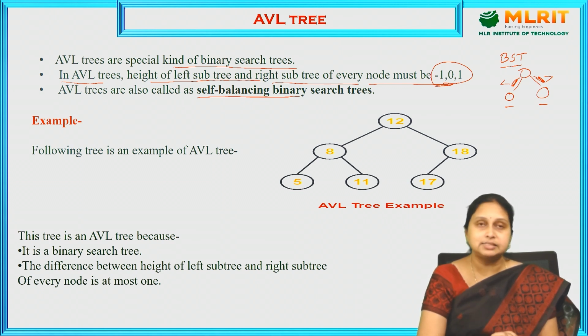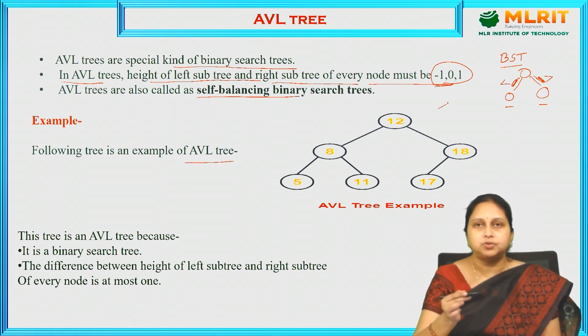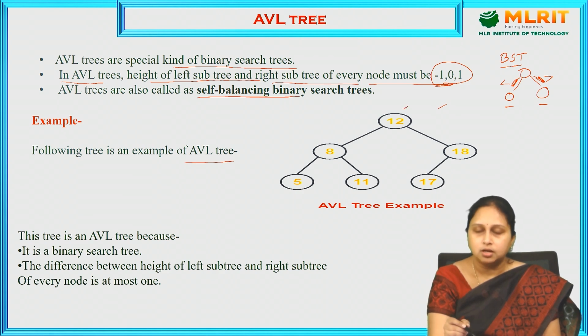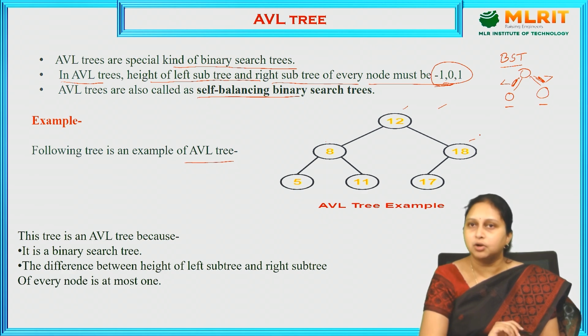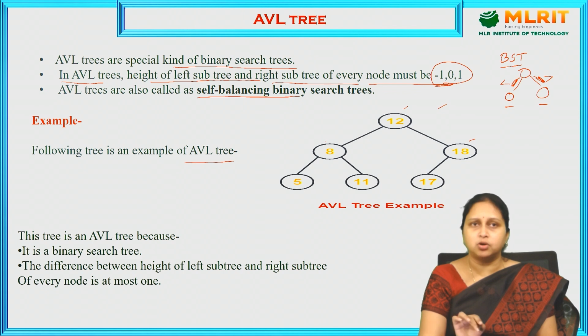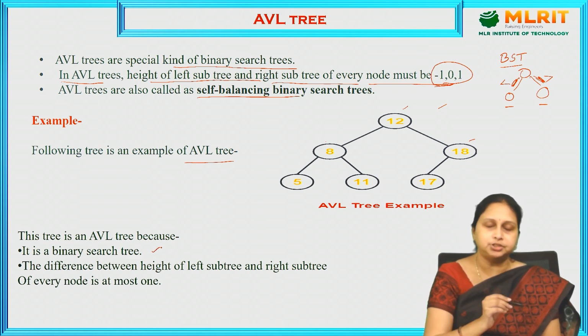Let us see an example of an AVL tree. This is a tree with many nodes, and we first verify whether it follows the BST property. This is the root node. On the left of it, all the elements are smaller, and on the right of it, all the elements are greater than the root node. Now, we need to check whether this tree is balanced or not. This is a binary search tree, so the first condition is satisfied.